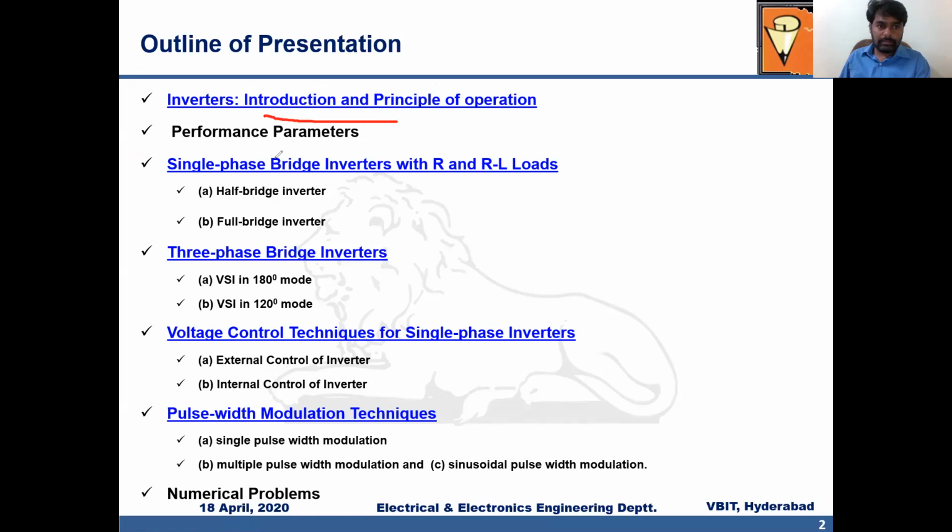Then we'll go for performance parameters. Then the single phase bridge inverter with the half bridge and full bridge with different types of loads. It is resistive load and resistive inductive loads. Thereafter, we'll discuss about the three-phase bridge inverter. This voltage source inverter can operate in two modes: 180-degree mode of operation and 120-degree mode of operation.